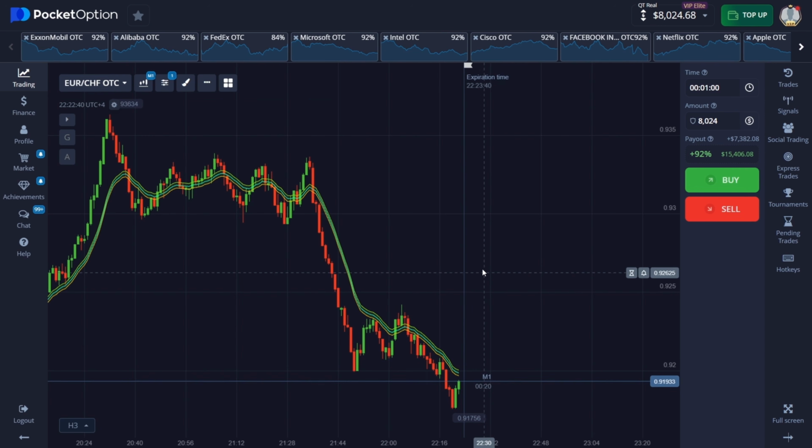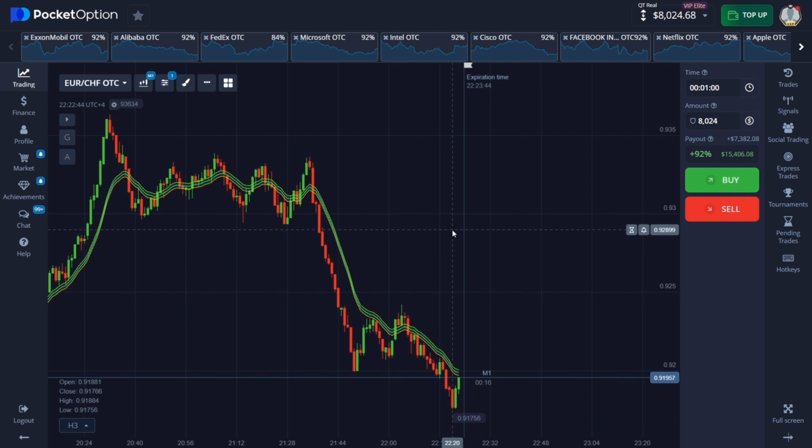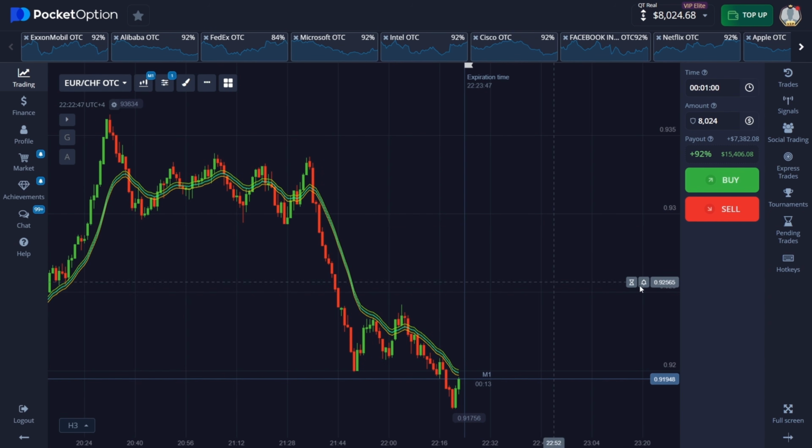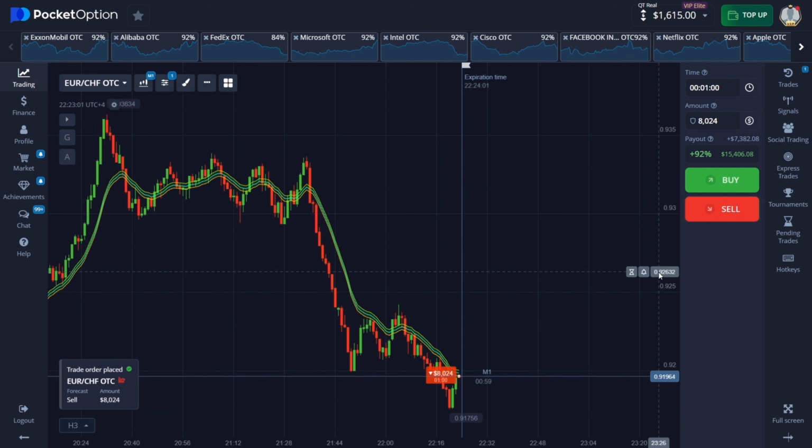Looking for a trade on currency pairs again, I found one on EUR CHF. If this candle gives us an entry near the level, I'll place a trade for the downside move worth $8,024. I got the entry and placed the trade for the downside move. As you can see, there was a downtrend and the candle was taking resistance from the bottom level.